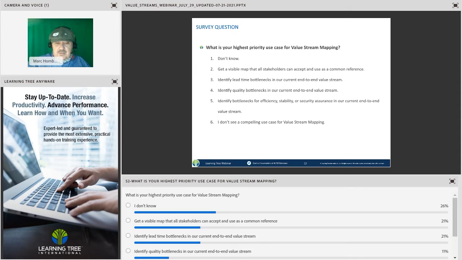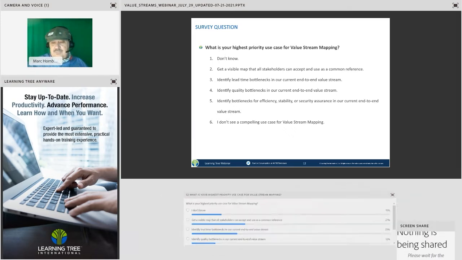Well, I'm glad to see nobody's choosing the last one. I don't know is a perfectly valid answer since you're here to learn. But it looks like most people are saying they want to get a map that people can have as a common reference and identify bottlenecks. Yeah, that's pretty typical. But bear in mind, this fifth question is important. You can use value stream maps not only for bottlenecks, you can use them for identifying other things like quality issues, security, and even stability. There are a lot of ways you can use this tool. Okay, let's move on.